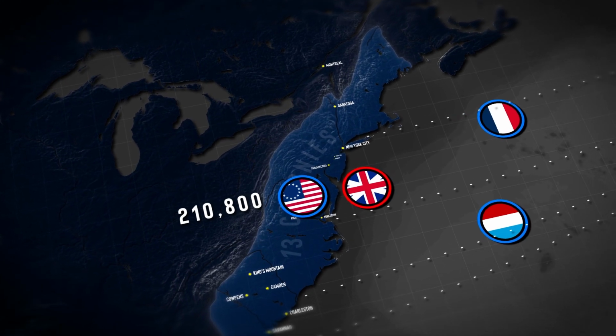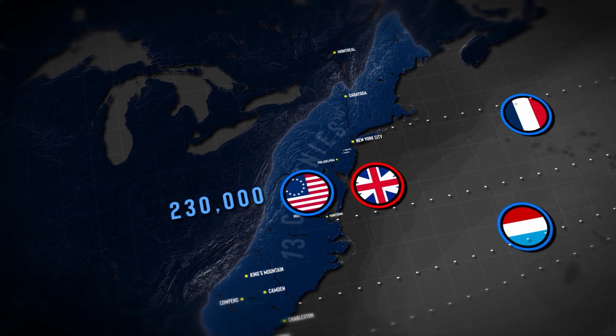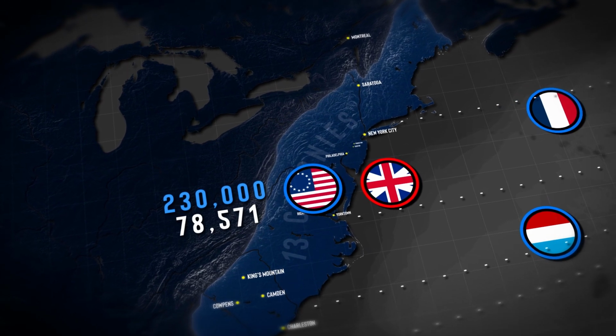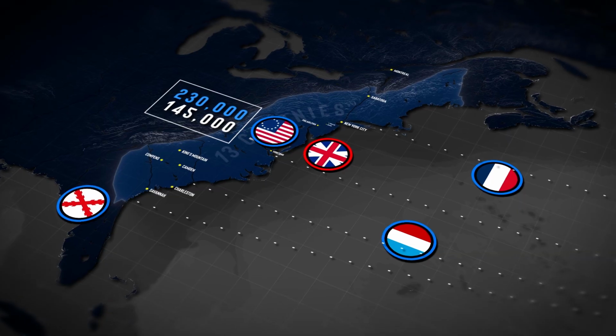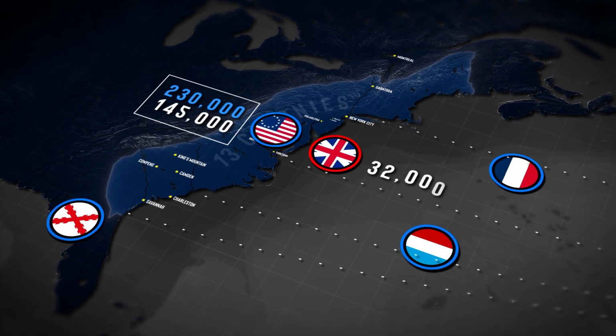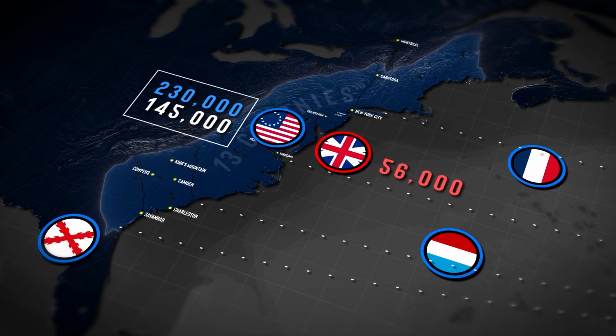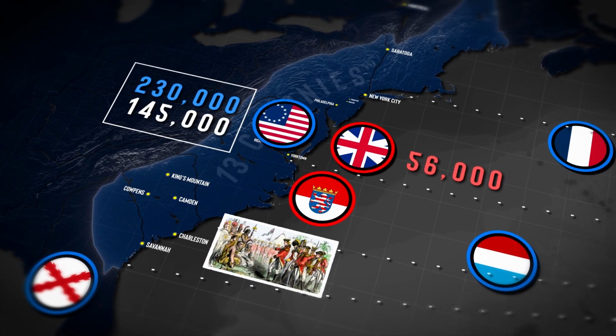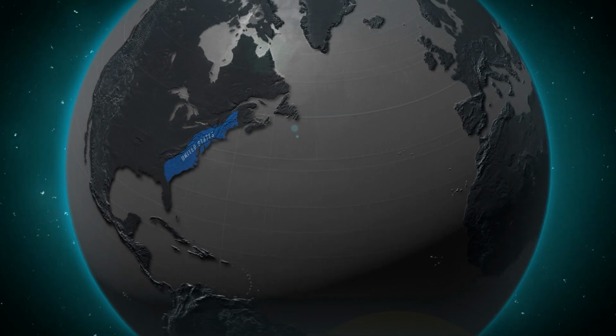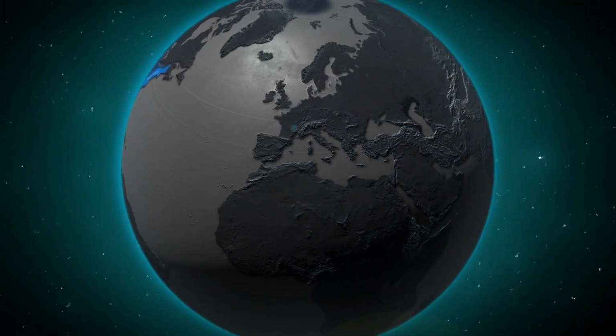Over 230,000 soldiers fought for the Continental Army, with another 145,000 local militia members supporting the effort. On the British side, more than 56,000 regular troops, along with German mercenaries and Native American allies, attempted to crush the uprising. But the war quickly escalated beyond North America.